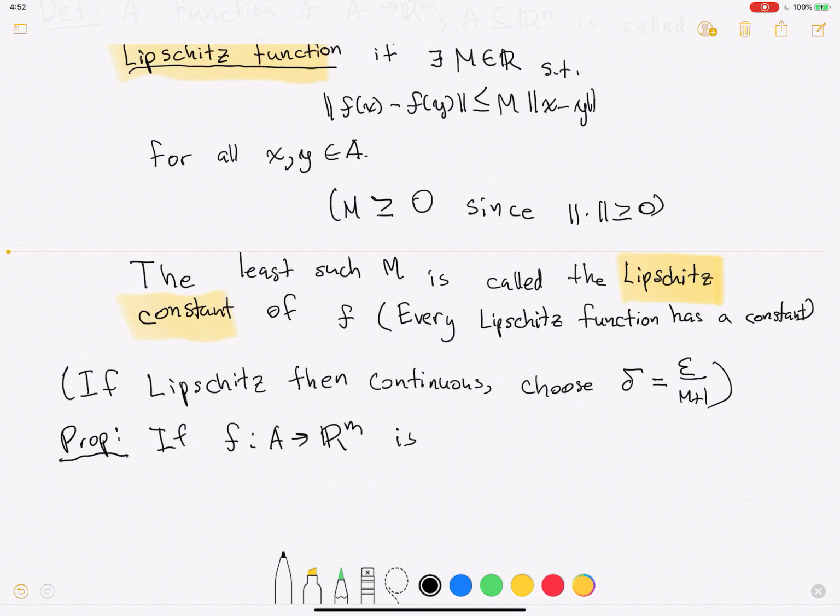A little property of Lipschitz functions, let me just write it out. Basically an extended version of above: Lipschitz implies continuous, say continuous on A, and proof.